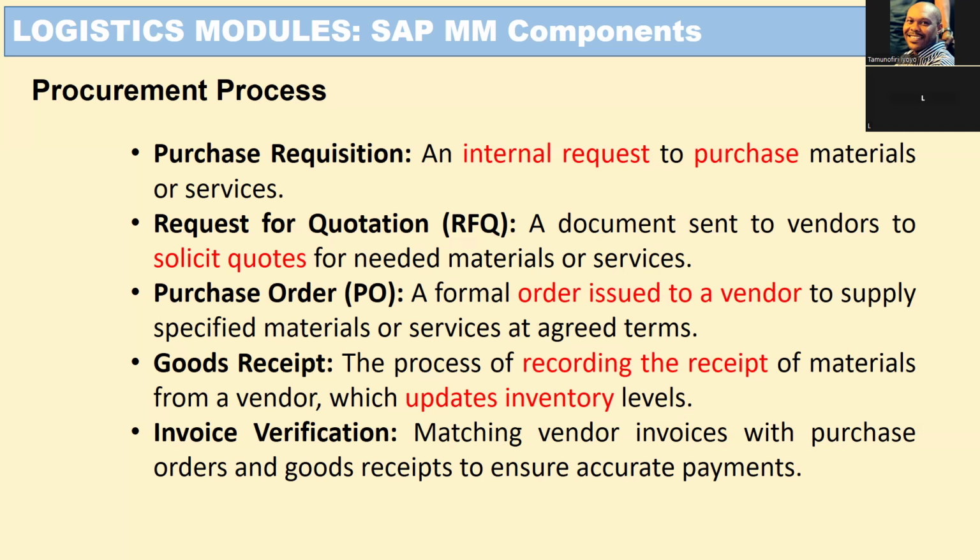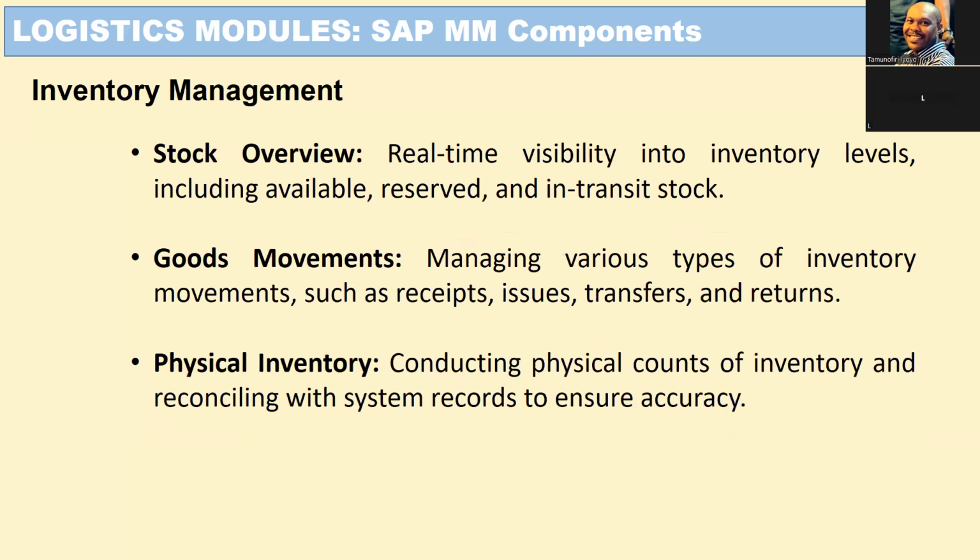So this invoice verification is done during the entire procurement process on SAP MM. It starts with a purchase requisition, then a request for quotation, then a purchase order, goods receipt, and finally the invoice verification. This is basically the procurement process.